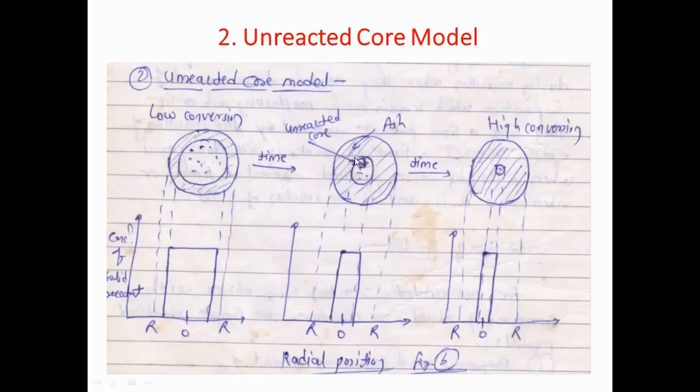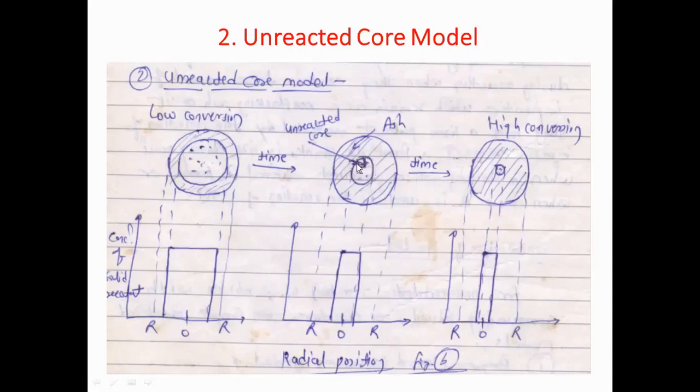This is the unreacted solid, and unreacted solid means the outer skin. See, the outer skin goes on increasing as the reaction time passes, because it reacts with the fluid. So this is called the ash layer, and this is the unreacted solid particle, and hence it forms the unreacted core.